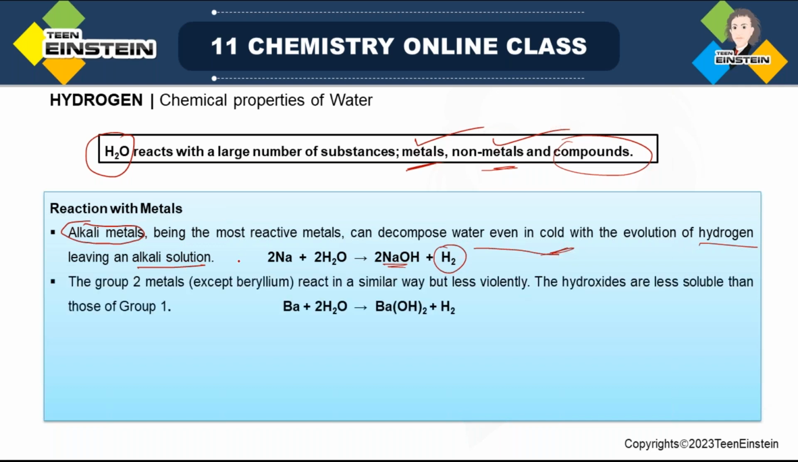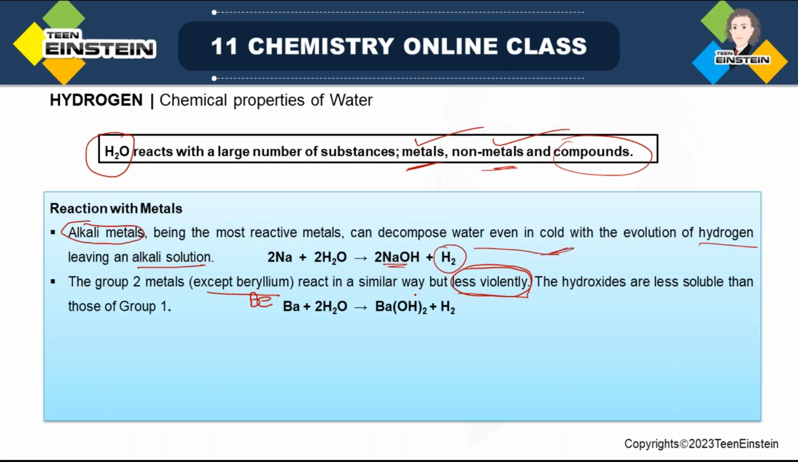What about group 2 metals? For group 2 metals, except the first element, which is beryllium, we know that the first element of each group behaves differently. So in this case also, beryllium is not so reactive. So except this metal, the other metals of this group also react in a similar way, but obviously with a less violent reaction. Why? Because when you compare group 1 and group 2 metals, obviously the reactivity of group 2 metals is less compared to group 1.